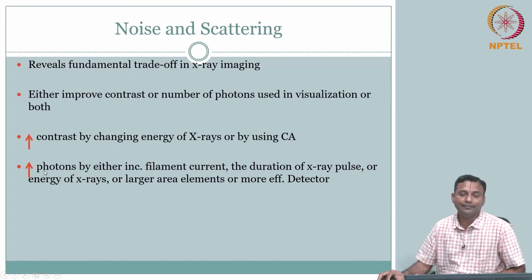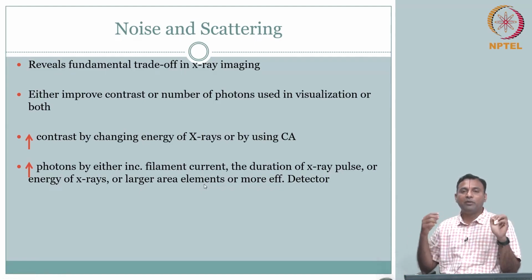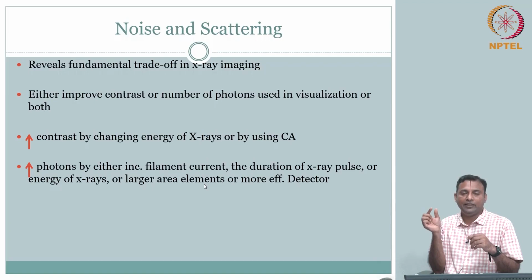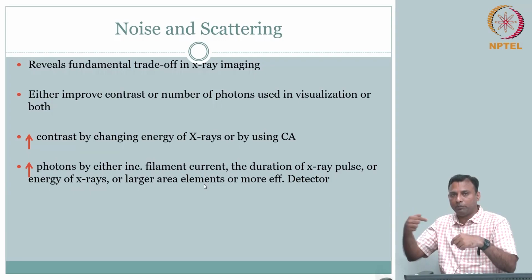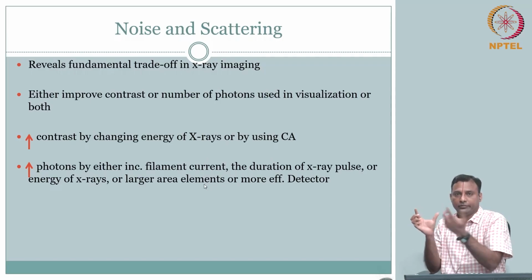Increasing the photons, again, you can start from the X-ray tube, right? So filament current, duration of the pulse, energy of the X-ray, or large element. What do we mean by large element? That means I will compromise the resolution. If I have a smaller detector, then I am able to localize a location, right? So then I can say this is the location, the line through which it passed and came, this is my pixel size. But if I increase the detector size, I will catch more photons because the area is increased.